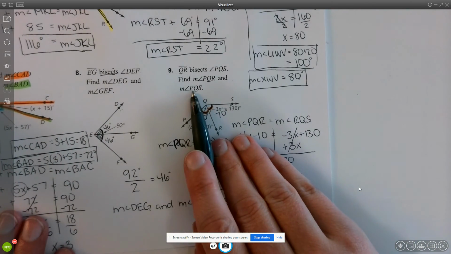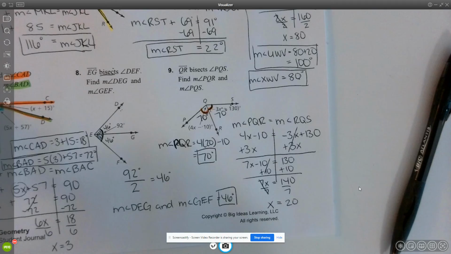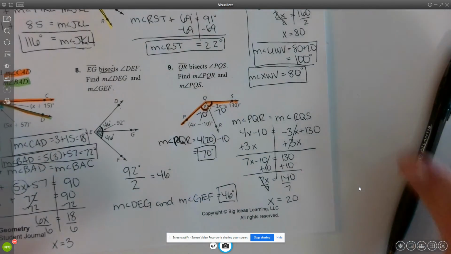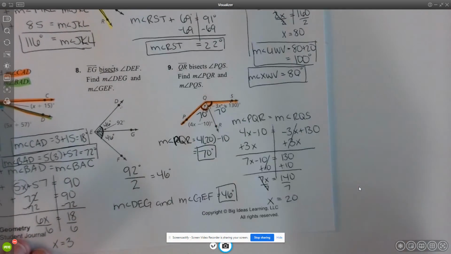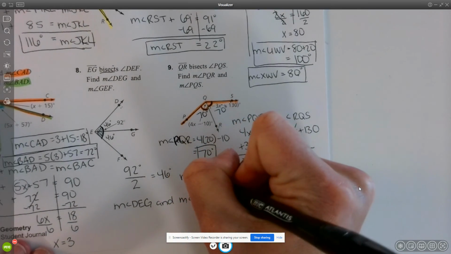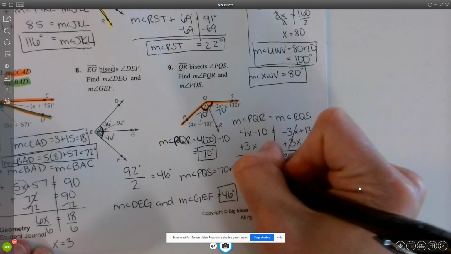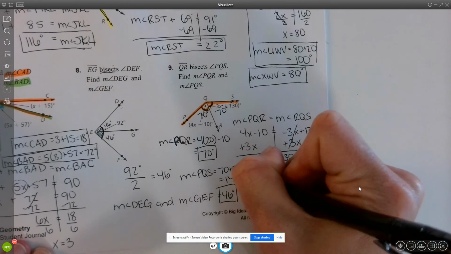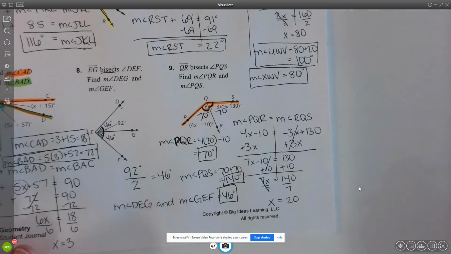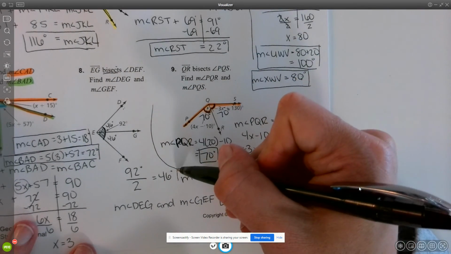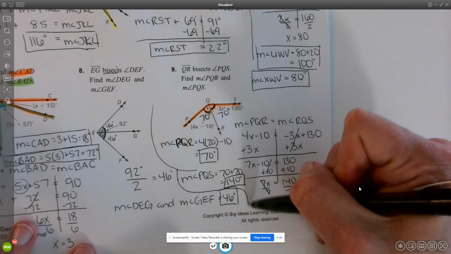So to find the measure of angle PQS, this larger angle, I can add the two smaller angles together. So the measure of angle PQS is equal to 70 plus 70, which is 140 degrees. Sorry, that kind of ran into the other problem there.